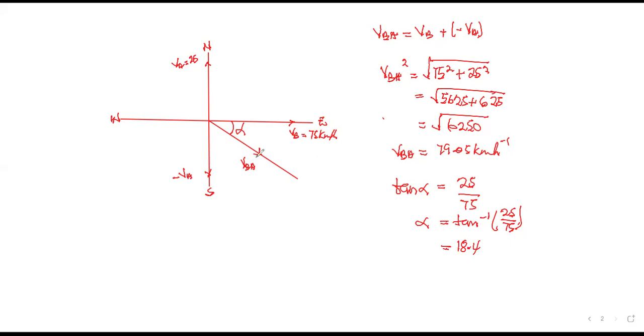Direction of VBA is 18.4 from the east, or 18.4 plus 90, which will be 108.4 from the north. Okay, so that's it. Yes, Gideon.